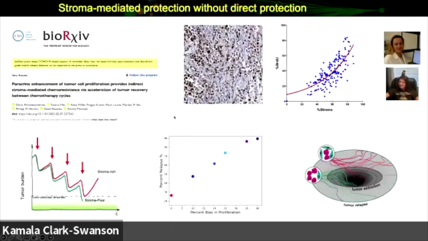And again, due to time considerations, I won't spend any time on this, but we have a preprint about a different type of effect of stroma, where resistance might be mediated without directly impacting the sensitivity of tumor cells, but by enhancing the baseline proliferation, where small differences in proliferation close to stroma can facilitate the recovery of tumor cells during the cycles of chemotherapy. And Tatiana is going to talk about this story tomorrow.